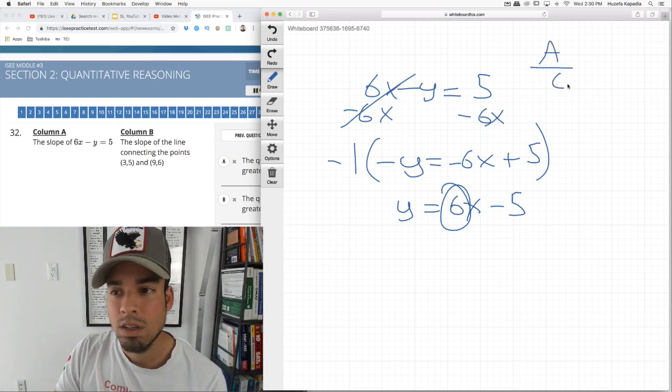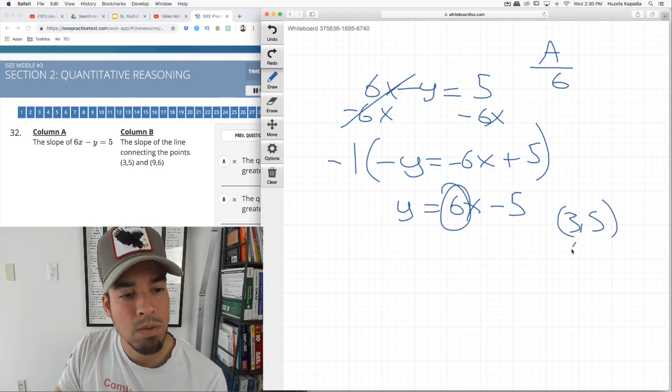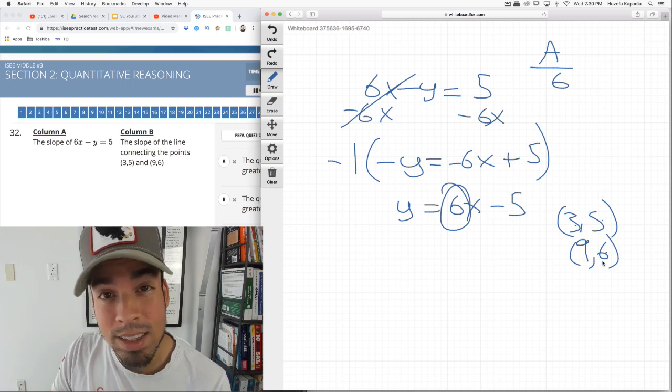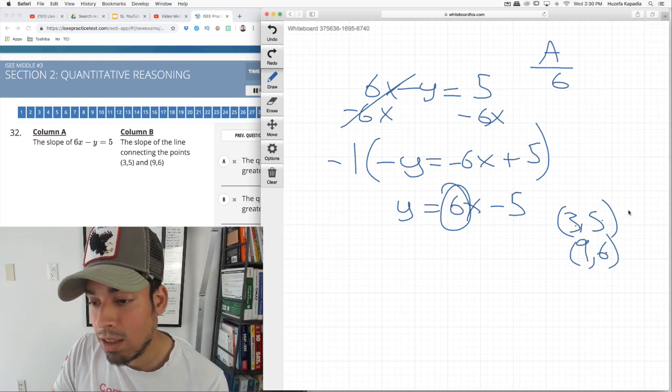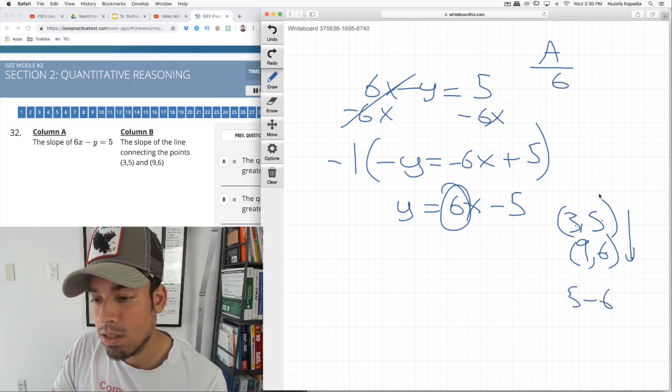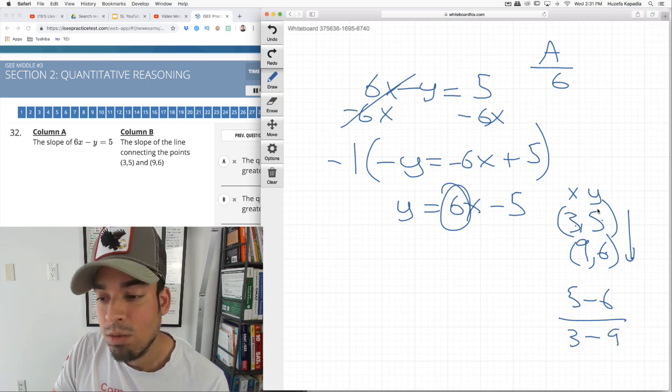and therefore my slope is a positive 6, so a is 6. To calculate the slope of 2 points, I'm going to show you a fast way to do it. We take the difference of the y's over the difference of the x's. That's rise over run. And so I always stack the coordinates and subtract down. So we do 5 minus 6, because these are my y values, over 3 minus 9, my x values. And it doesn't matter which one we put on top. We just have to be consistent and subtract down both times.